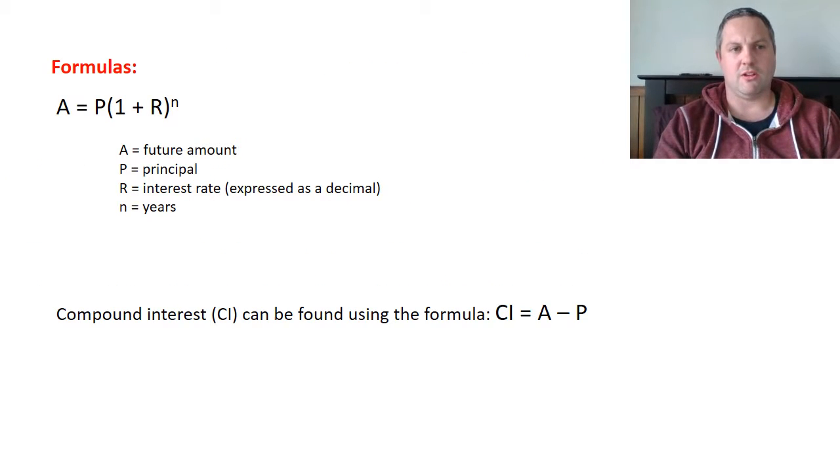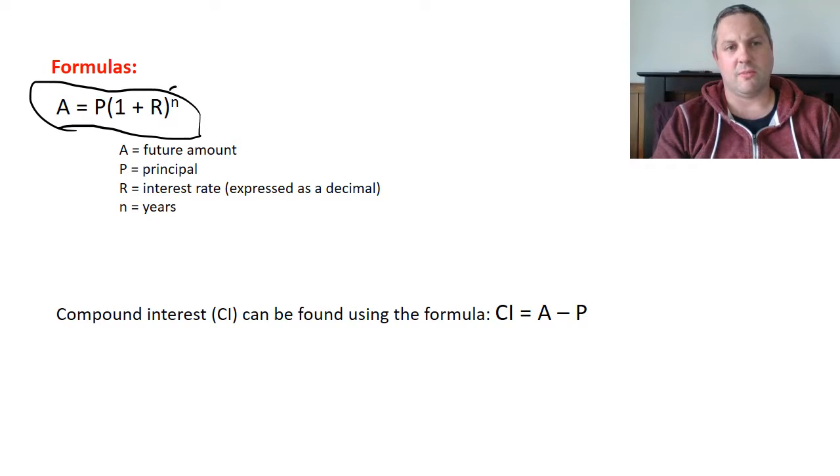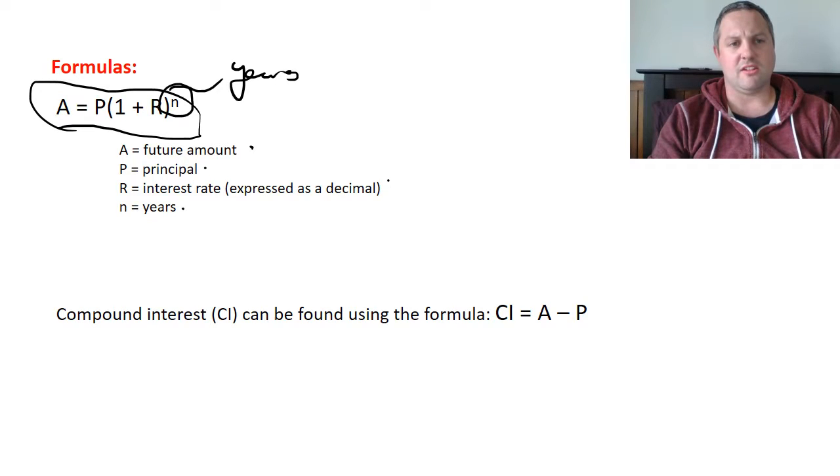The formula we're going to use for simple compound interest is this one just here. So A equals P, multiplied by 1 plus your rate to the power of N. Notice with compound interest, N is your time. This could be your years, instead of using T. A is the future amount, P is still the principal, R is still the interest rate, and N is years.